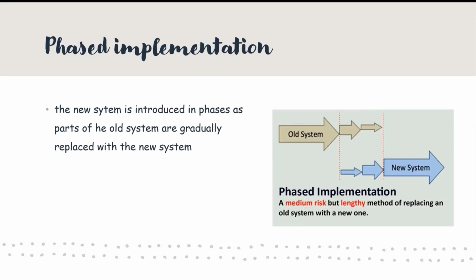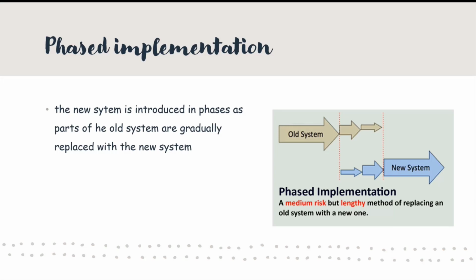And the last one is phased implementation, and this is when the new system is introduced in phases as parts of the old system are gradually replaced with the new system. So this is a mix of kind of all of them, where the old system is run with the new system, and then when the new system is working 100%, or what they think is 100%, then they remove the old system, but they don't remove the old system at the same time. So the new system is gradually brought in.